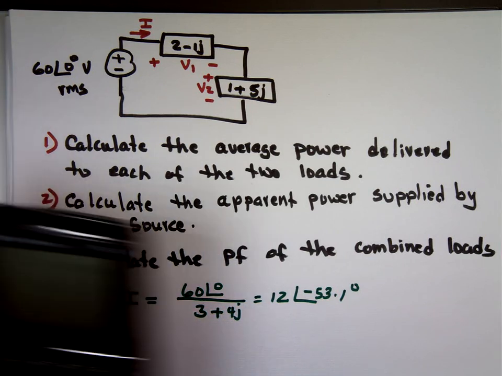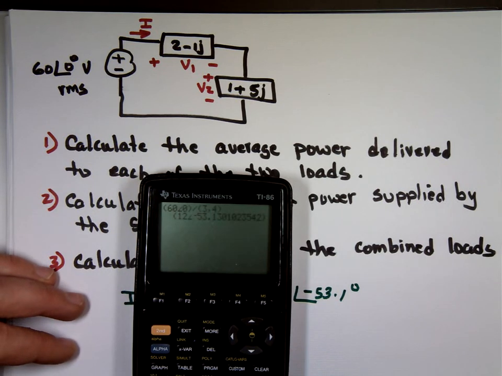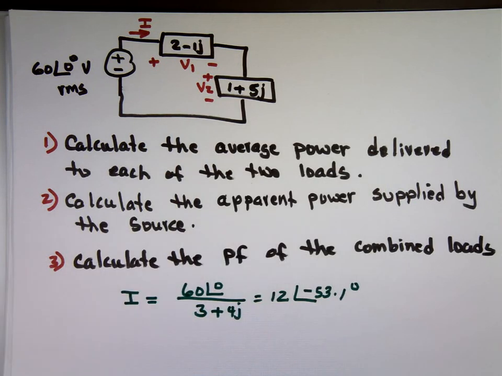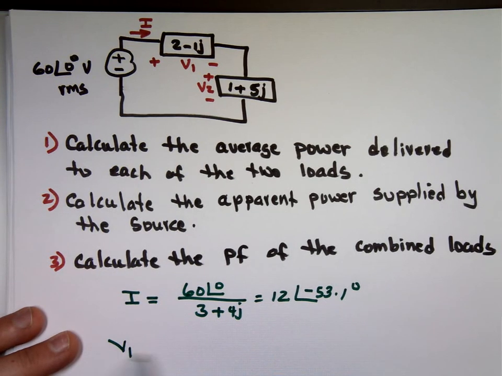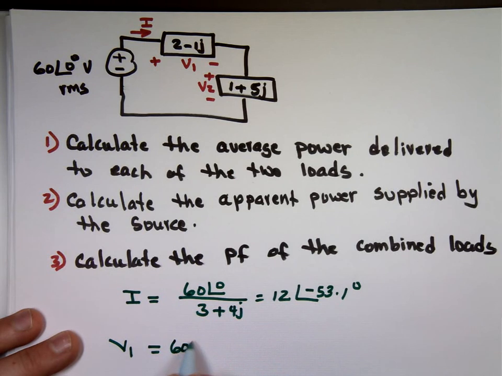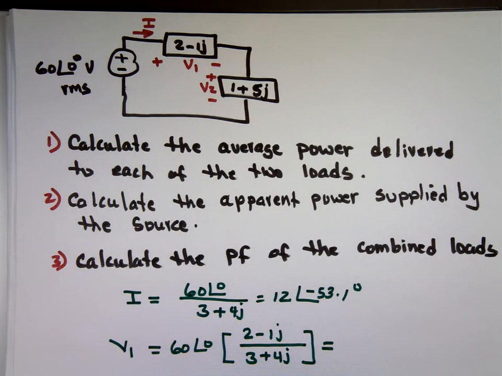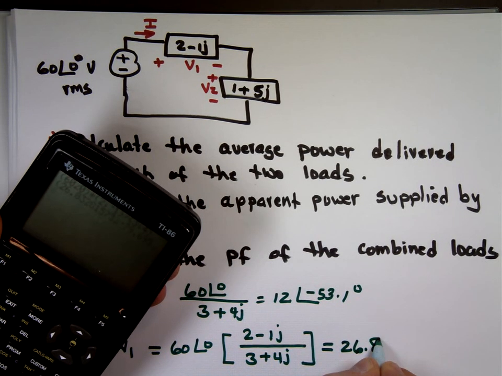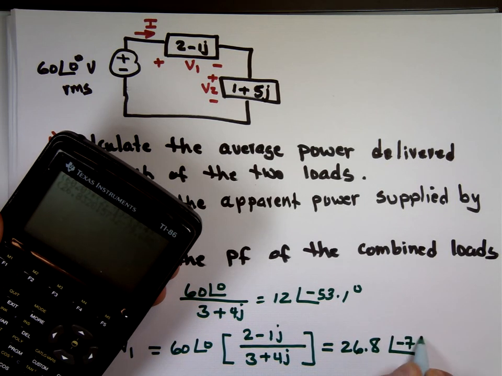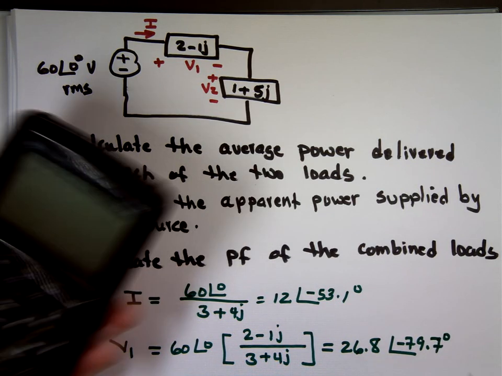I get 12 angle negative 53.1, if you can see it. So that's the current. Can I find V1? I can do it without finding it, but I'll find V1. It's voltage division: 60 angle 0 times that impedance, 2 minus 1j, over the sum of them, which is 3 plus 4j. So (60 angle 0) times (2, negative 1) divided by (3, 4). I came up with 26.8 angle negative 79.7. Anyone get that number?